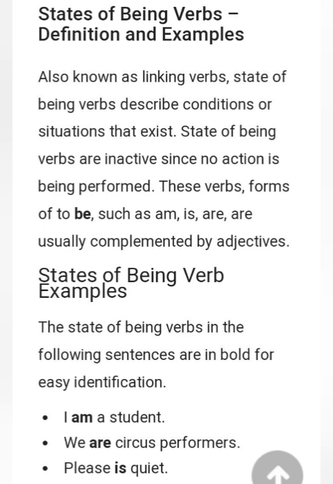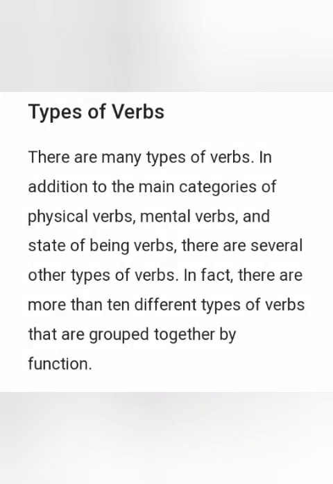State of being verb examples. The state of being verbs in the following sentences are in bold for easy identification. I'm a student. We are circus performers. Please quit.